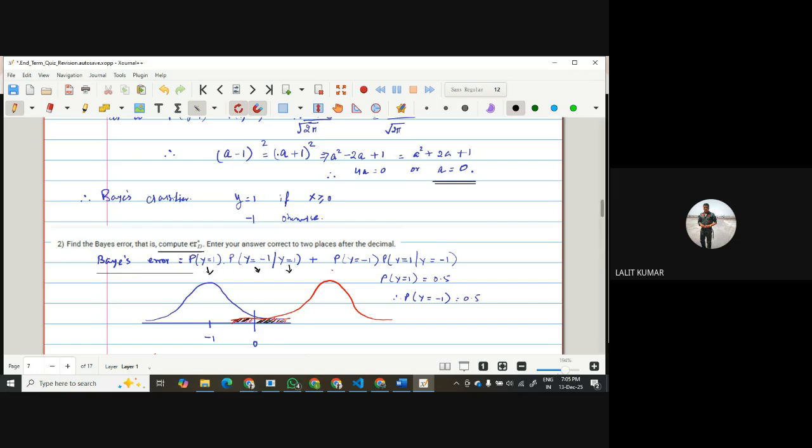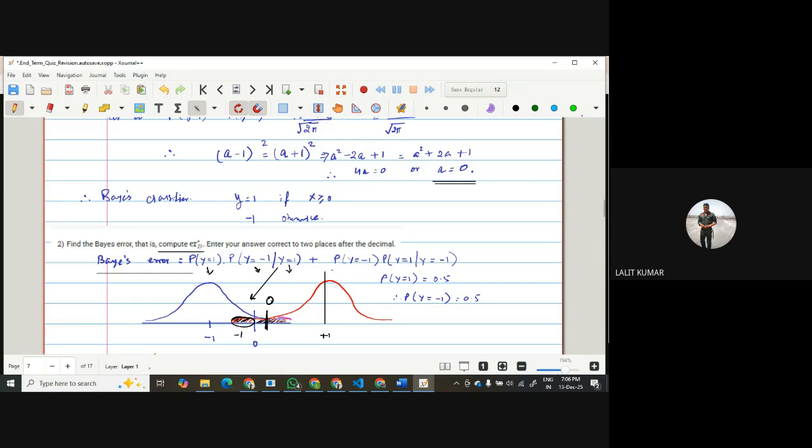So what is that region? The region is where we are declaring y = -1, but y = 1. So this is the region. Here y is coming from +1, but we have identified this as 0. So anything below 0, I am identifying it as -1. So this is this error, into probability of y = -1 times the probability of predicting y = 1, but actually y = -1. So this is this error.